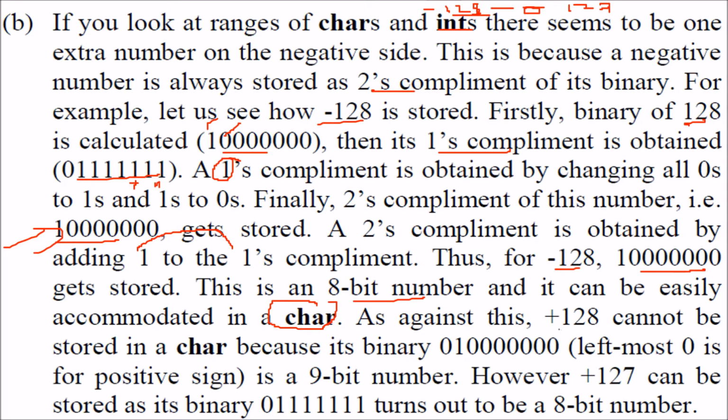But plus 128 cannot be stored in character, because the binary equivalent of 128 takes 8 bits, and then there is the plus sign, so you have 0 here. The leftmost 0 is a positive sign. So this becomes a 9-bit number. Therefore, plus 127 can be stored. Why? Because this is plus and 127 is simply like this. This can be stored in binary, and this turns out to be an 8-bit number.